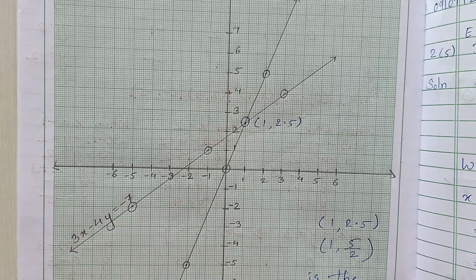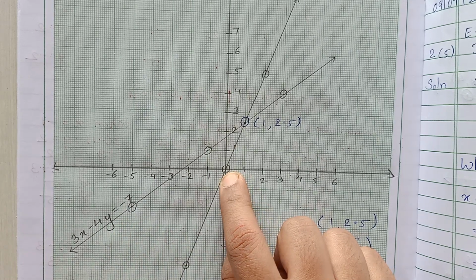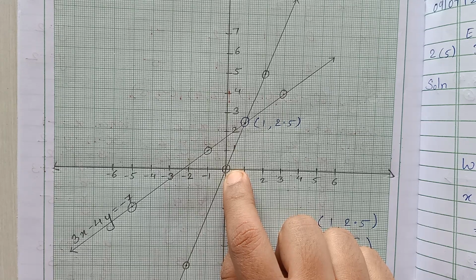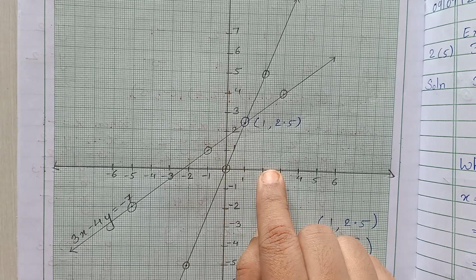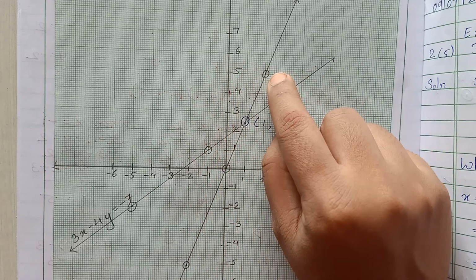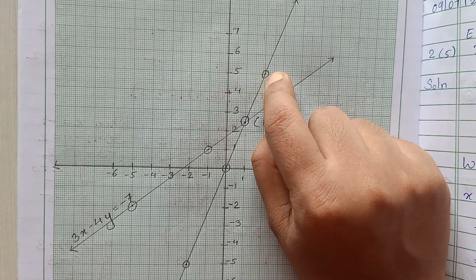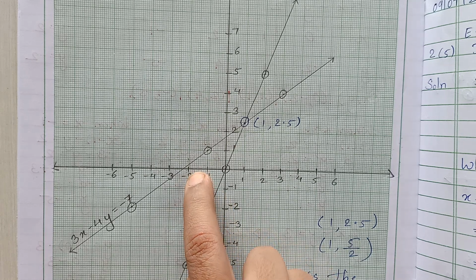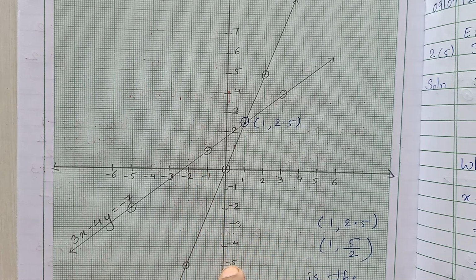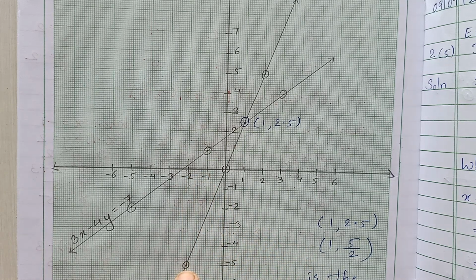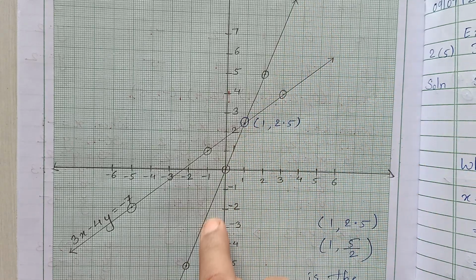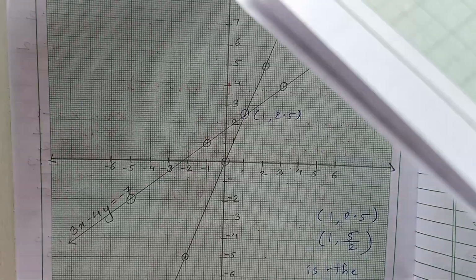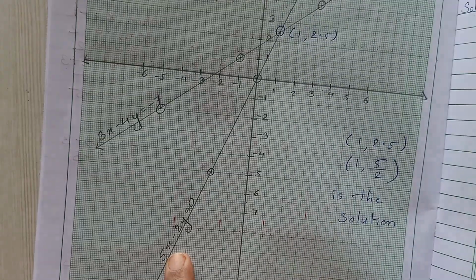Now let's go to the second table. The second table, the first point was origin 0, 0. The second point was 2, 5. x 2 and y 5. This is the point 2, 5. And the third point was minus 2, minus 5. x minus 2, y minus 5. This point. So we have the 3 points collinear. You join them, you get the second line, 5x minus 2y equal to 0.